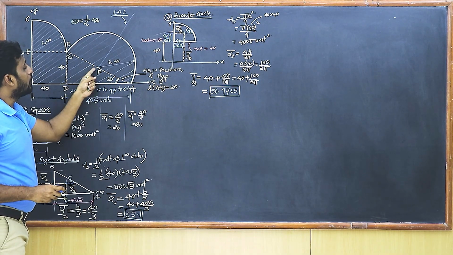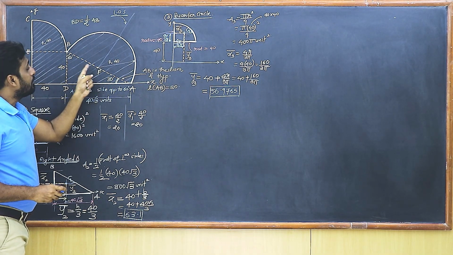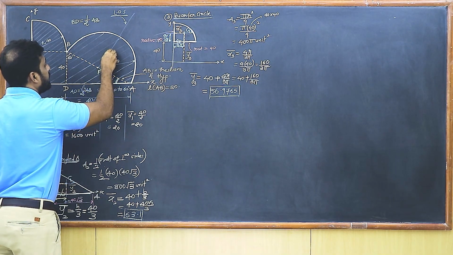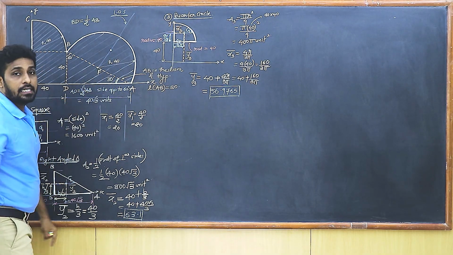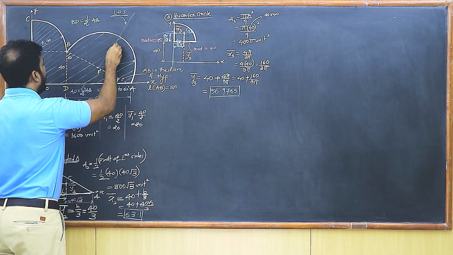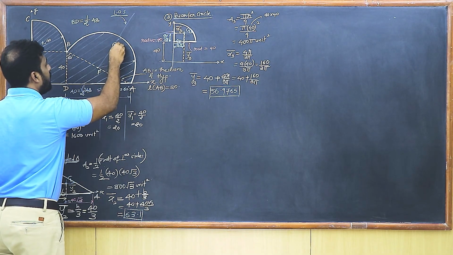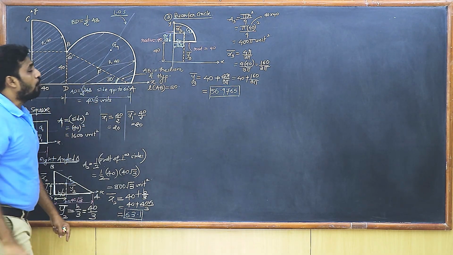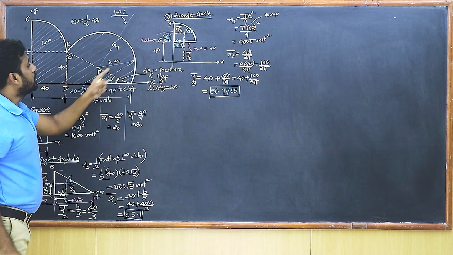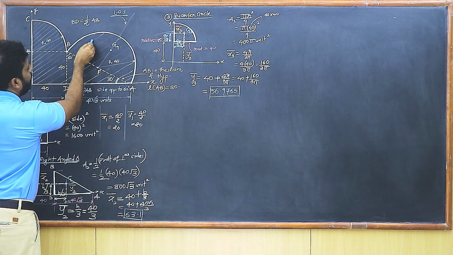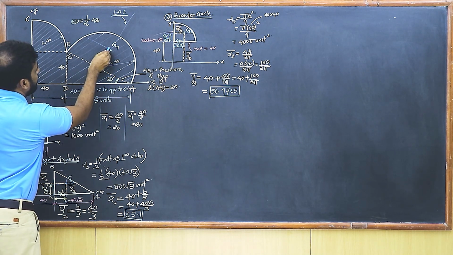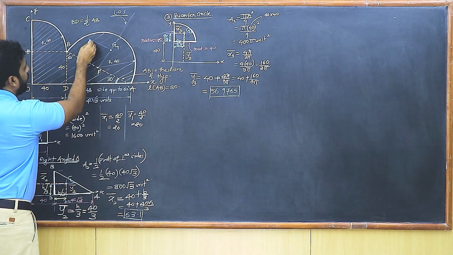From the diameter of this particular semicircle, I say the centroid is here, let us say. So this centroid is going to be G4. G4 is the centroid of the semicircle, which is at a distance of how much from the diameter? So this is the diameter, this is the centroid.